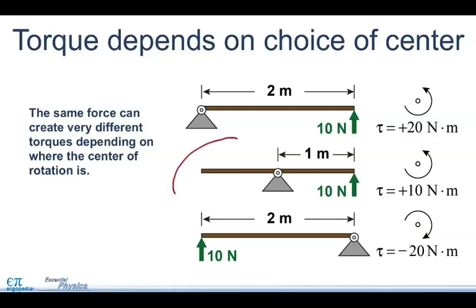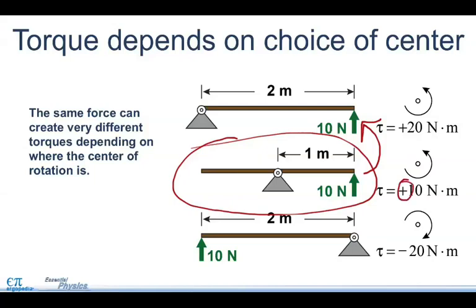For the second one, still 10 newtons, but it is now 1 meter from the center of rotation. So the torque is the product of 10 and 1, so that'll be 10 Newton meters. It's also similar to the one before. It's also trying to make the beam rotate in the counterclockwise direction, so the sign is positive.